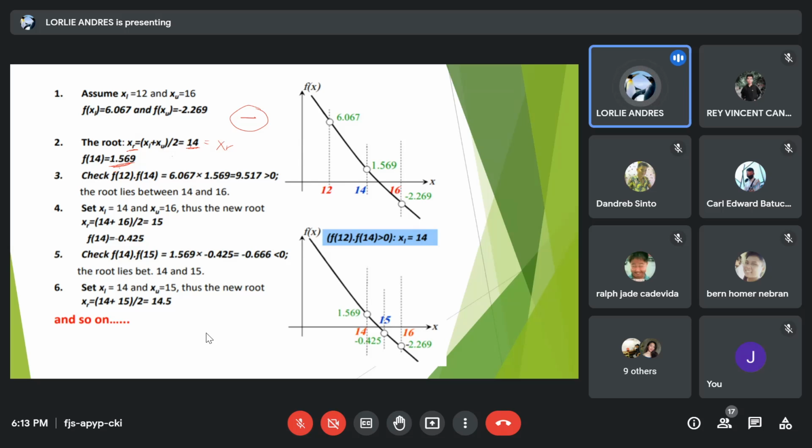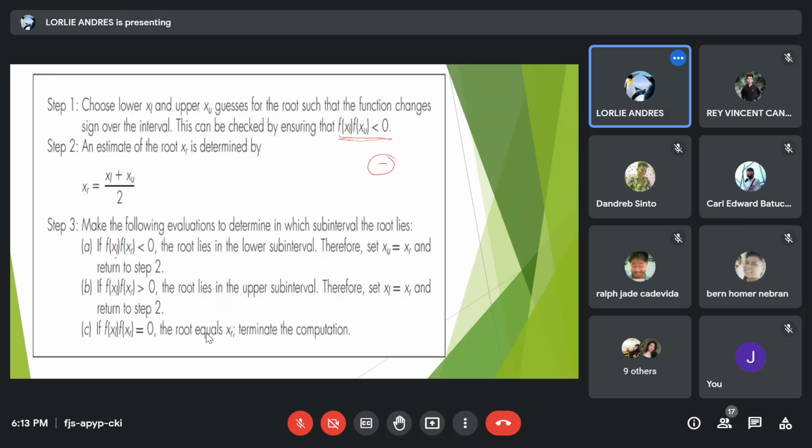So, after you get f of 14, then you check it. F of 12. Remember that was in step 3: if your f of x sub L multiplied by f of x sub R, what is your f of 12 and what is your f of 14? If it is less than 0, then you can set x sub U equal to x sub R. Meaning, whatever the current value of x sub R is, it becomes the value of x sub U during the next iteration process.